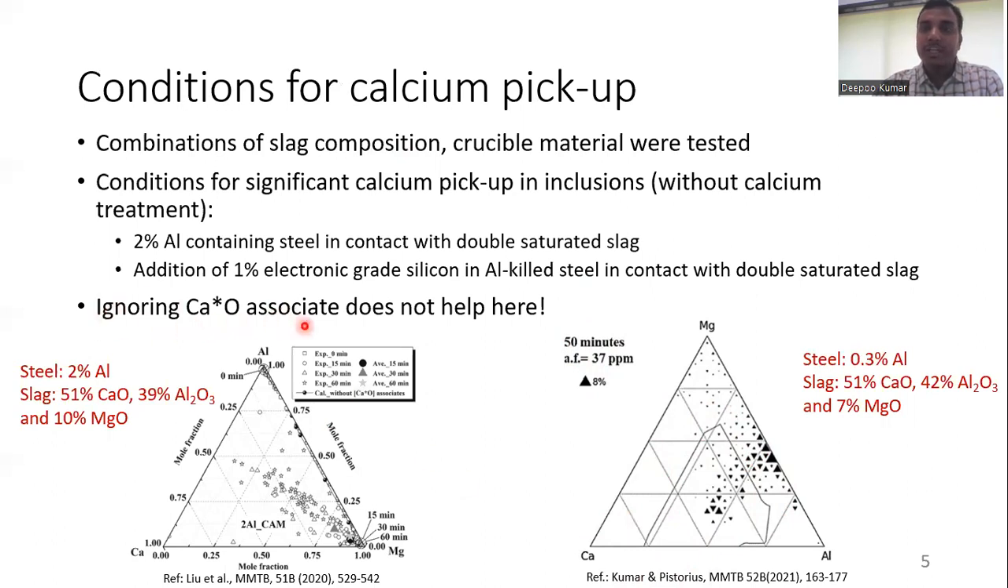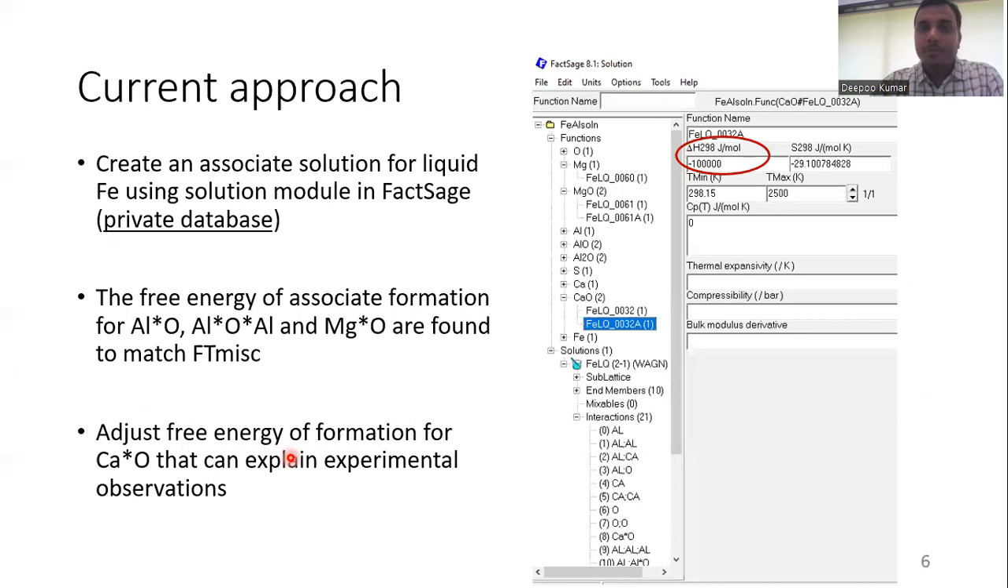And if we ignore this calcium oxygen associate, it does not resolve the issue. So if we ignore this calcium oxygen associate, it does not predict any calcium pickup even in these cases. So there's something certainly more going on, and work is going on to try to resolve this issue. And we have started with this approach of developing a private database in FactSage that can be used with all other databases to predict this inclusion composition with time and then compare with experimental results.